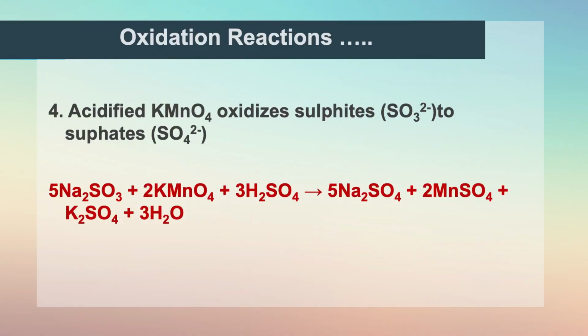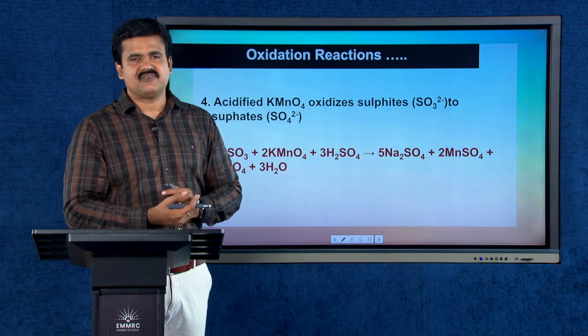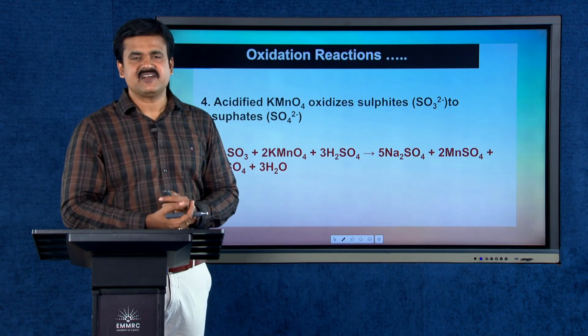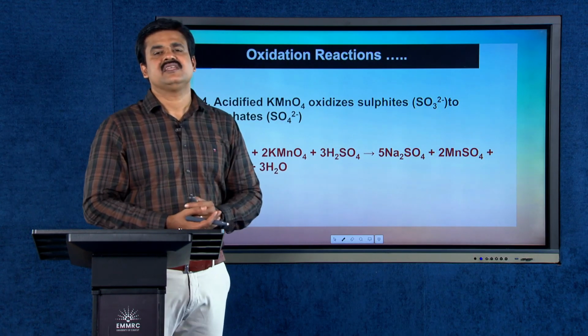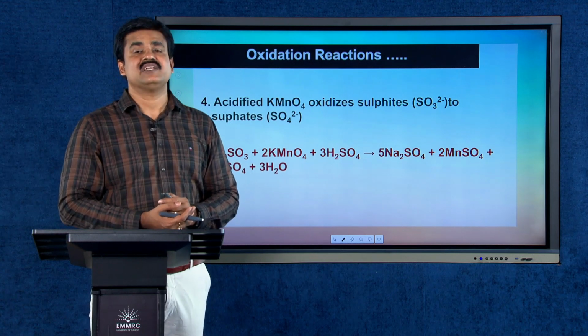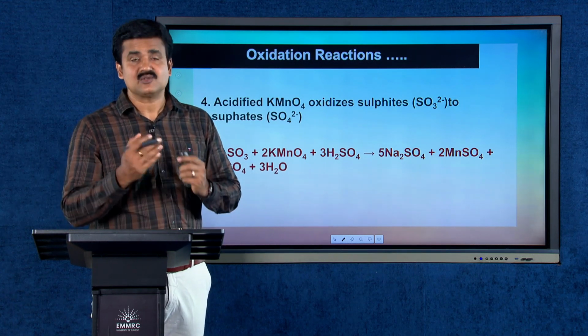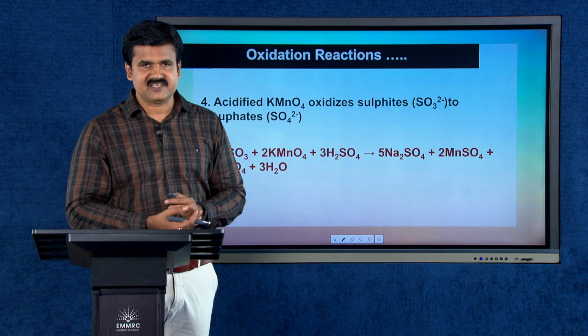Na2SO3 on reaction with the acidified KMnO4, because potassium permanganate and sulfuric acid are shown here. So, this is nothing but acidified KMnO4. So, sodium sulfite on oxidation with the acidified KMnO4 is converted to Na2SO4. Na2SO4 is sodium sulfate. So, sulfites are transformed to sulfate.